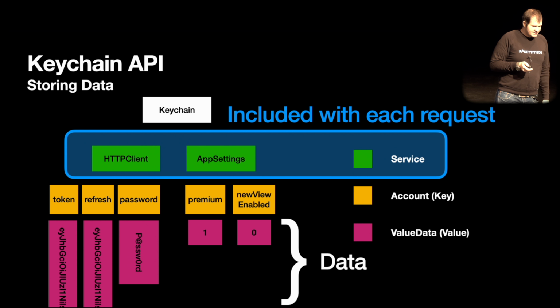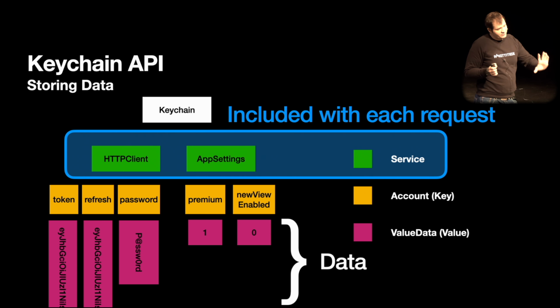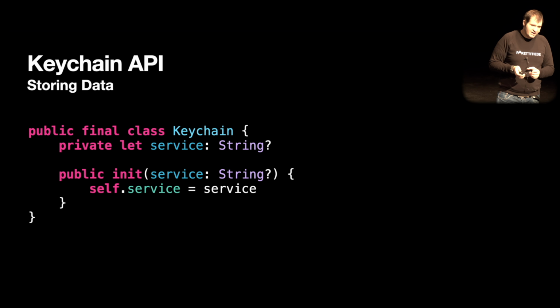Now let's get back to the service. The service is included with each request. So whenever we call, if we just use one service, we always have to put that service string into the request, and that's a bit annoying. So let's make a class that will keep that reference, store it for us, and then populate it into every request when we want it. We create a keychain, keep that reference, initialize it with a service, and later we will use this service in every query.